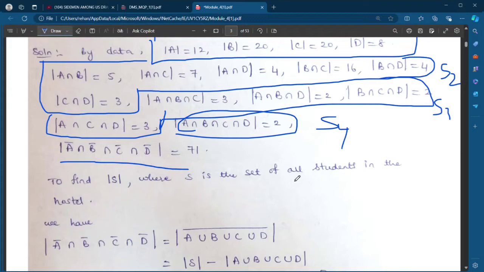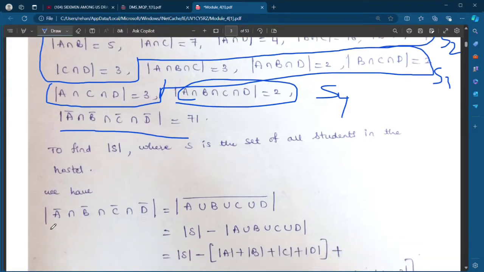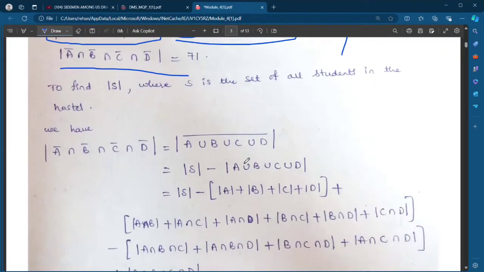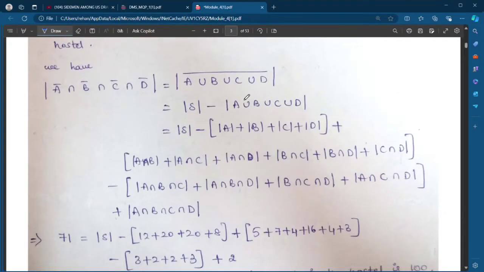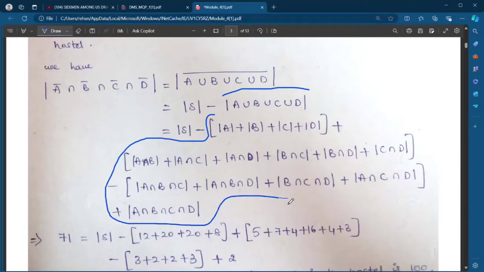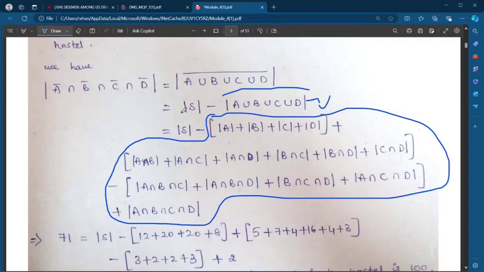So to find S, where S is the set of all students in the hostel, we have A complement intersection B complement intersection C complement intersection D complement is equal to the complement of A union B union C union D, which is nothing but mod S minus this thing, A union B union C union D. That's it. Now this whole thing is nothing but my A union B union C union D.